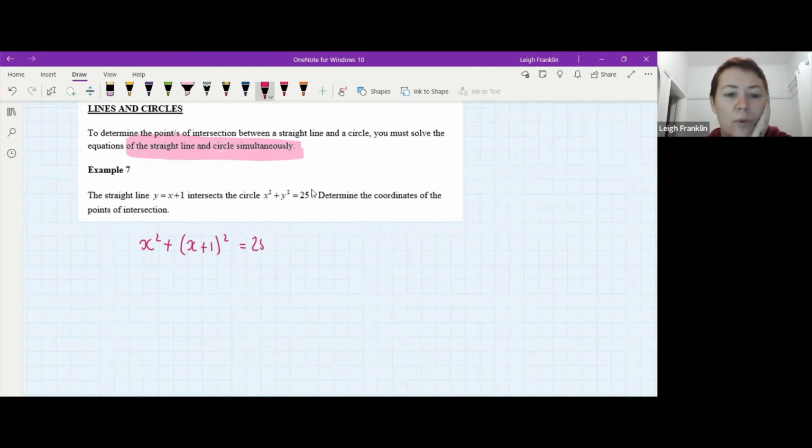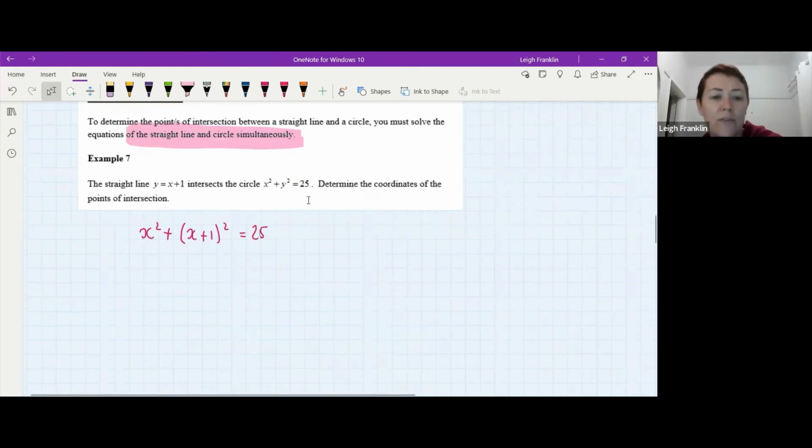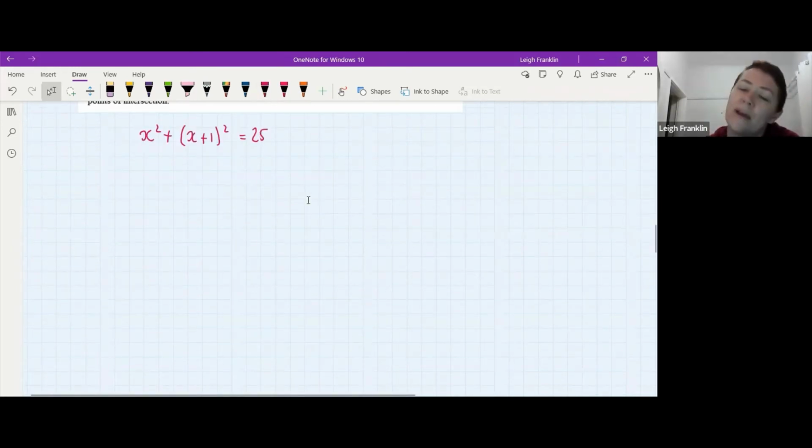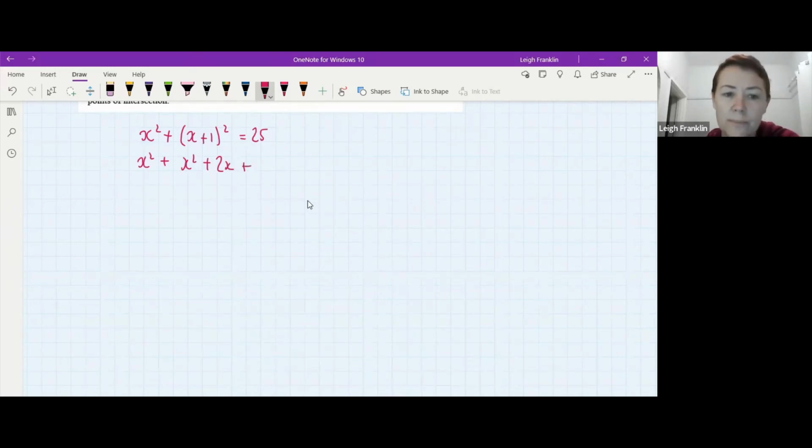Right, so if you guys go wrong, it's not normally with that step, it's with the multiplying out. Remember, when you're squaring a binomial, there has to be a middle term. Okay, so this becomes x squared plus 2x plus 1 minus 25 equals 0.